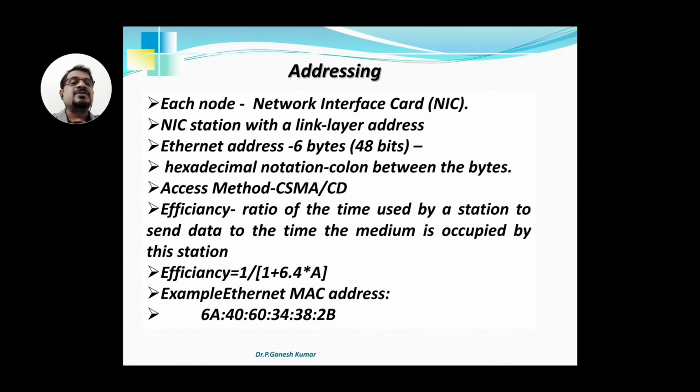So the MAC address, as we mentioned, is going to be 6 bytes, 48 bits. Each byte will be separated by a colon. For example, 6A colon 40 colon 60 colon 34 colon 38 colon 2B. This is one example of an Ethernet address.